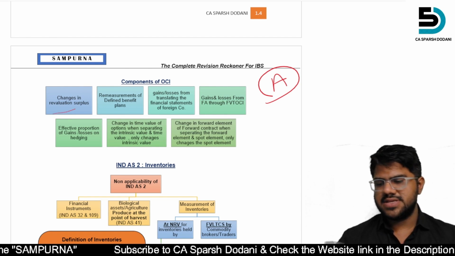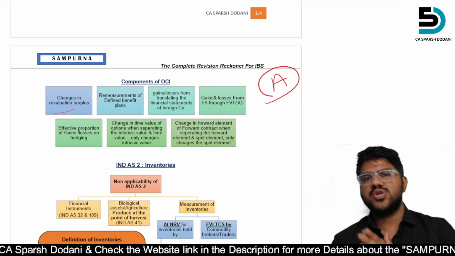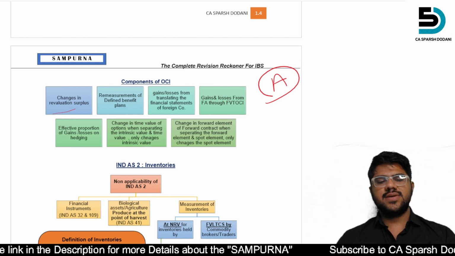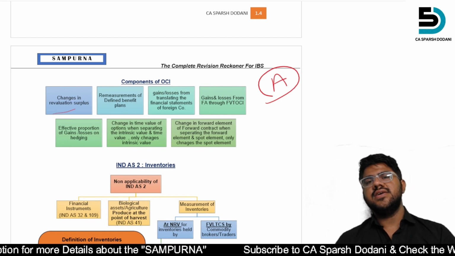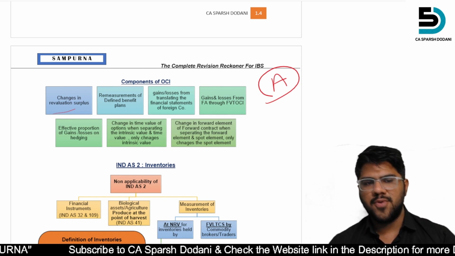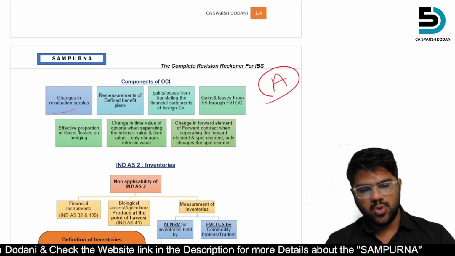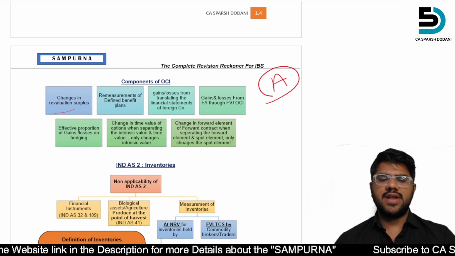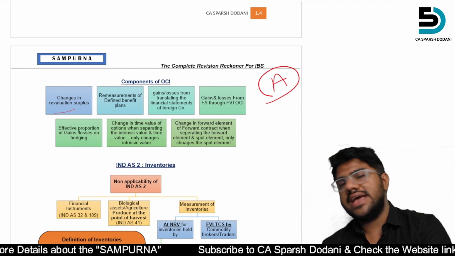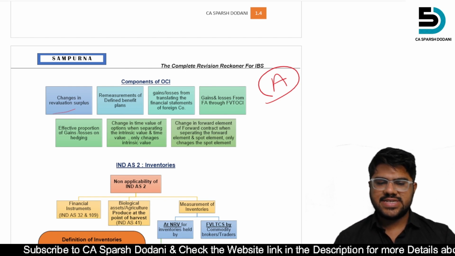Changes in revaluation surplus, the revaluation of assets, whatever revaluation of assets and liabilities you have, changes in surplus that are recorded in OCI. Remeasurement of defined benefit plans, that is as per Ind AS 19, the defined benefit plans for the employees. If there are any remeasurements, they are to be adjusted with OCI. Then gains and losses from translating the financial statements of a foreign company. This is also covered in Ind AS 21.